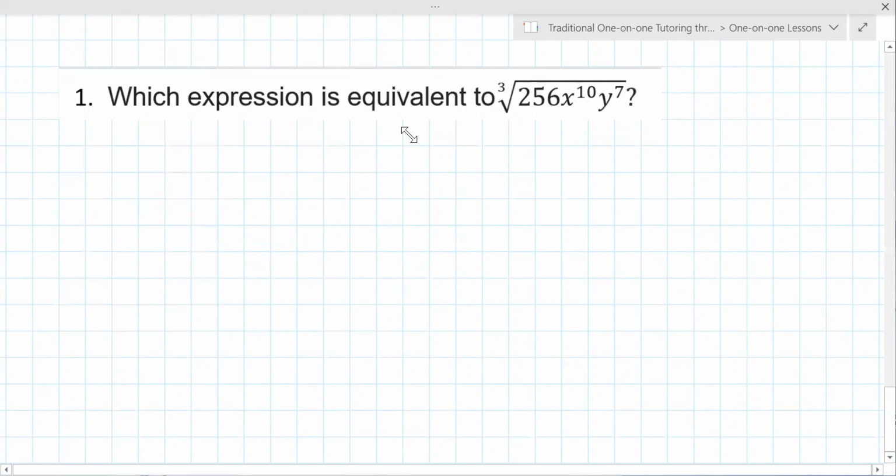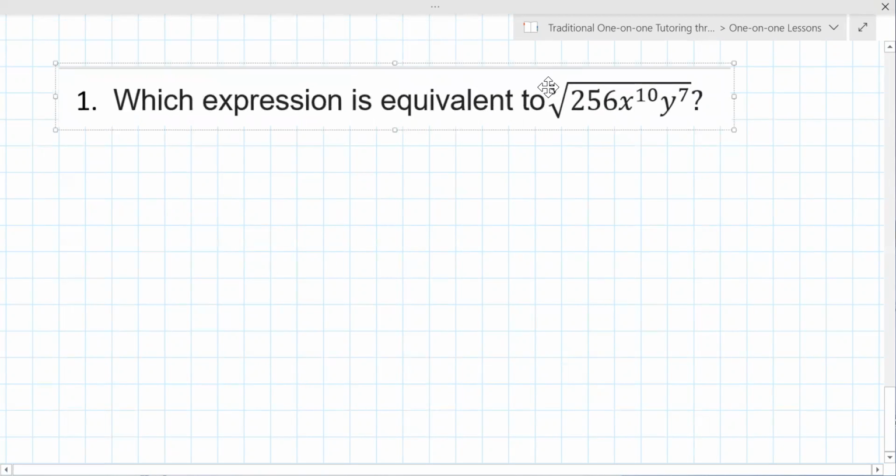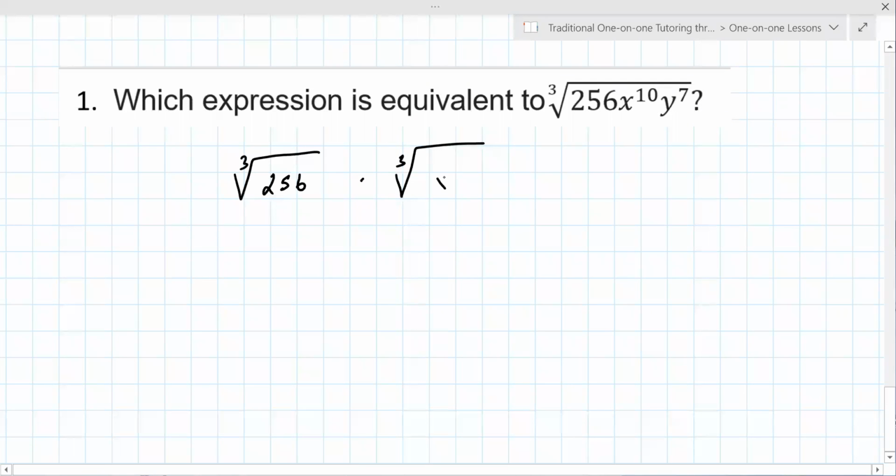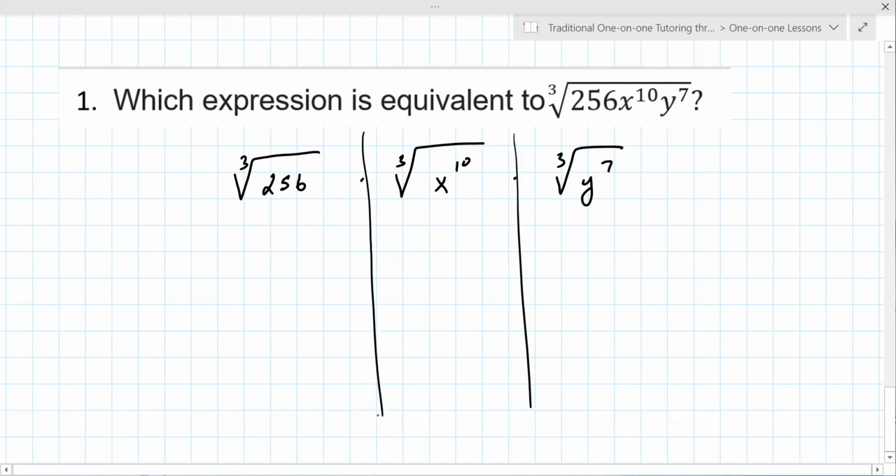Okay, which expression is equivalent to the cube root or the third root of this? So it's really 3 things. It's the cube root of 256 times the cube root of x to the 10th times the cube root of y to the 7th. And you really want to look at these as like 3 distinct paths, three runways, if you will. Okay, and we've got to figure out each of these.